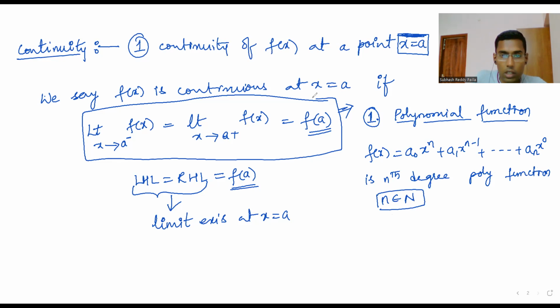So of course, here at x equal to a, it's the continuity of the function at x equal to a. We say f of x is continuous at x equal to a if the left hand limit equals the right hand limit equals the function value.